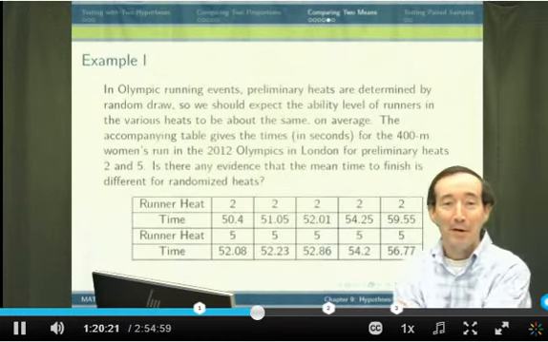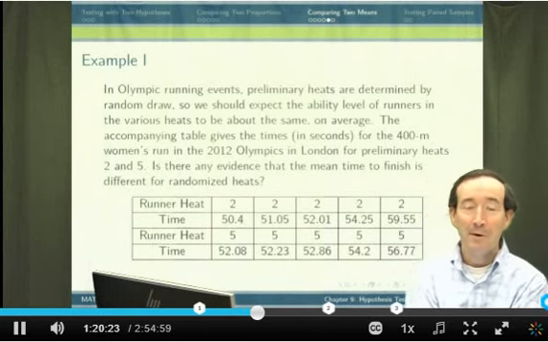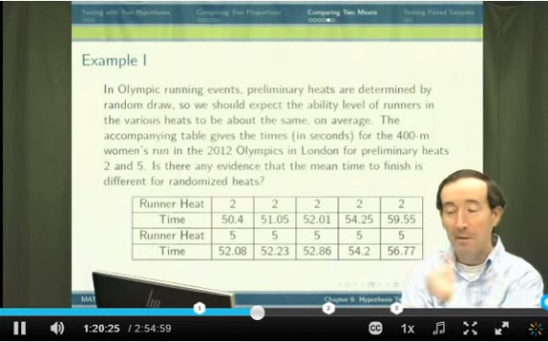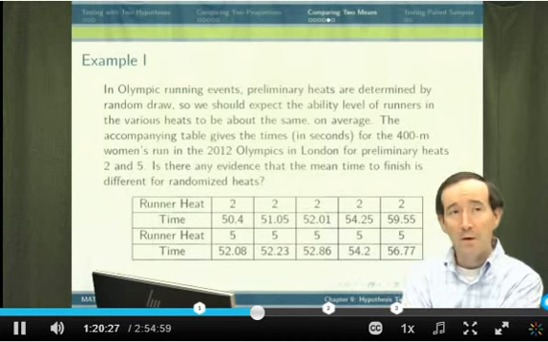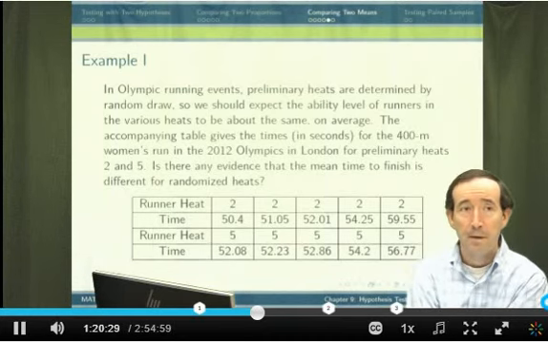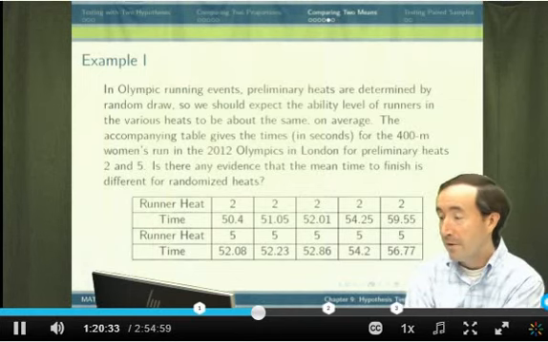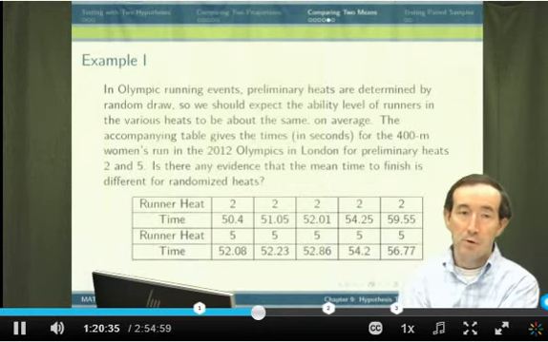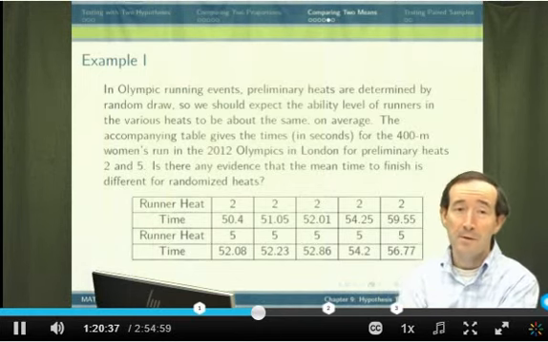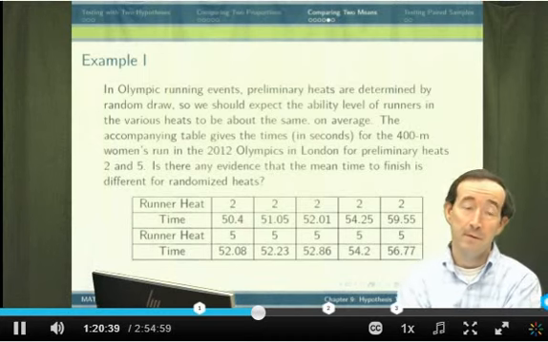All right. So in Olympic running events, the preliminary heats, those that lead up to the final, are determined by a random draw. And so we'd expect that the ability level of the runners in the various heats to be about the same on average. It should be the case that they're relatively equally distributed, so there should be no reason for one heat to be significantly different than another.